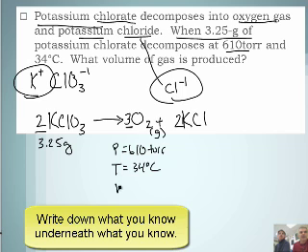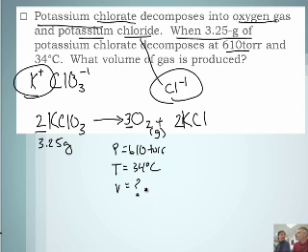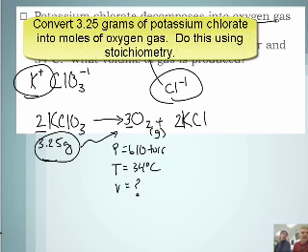And it's asking what is the volume of the oxygen gas. So we have almost enough stuff to use PV equals nRT. The one thing we're missing is n, but we can get that from stoichiometry. So I'm going to take this 3.25 grams and convert to moles of oxygen gas. So watch what I do.